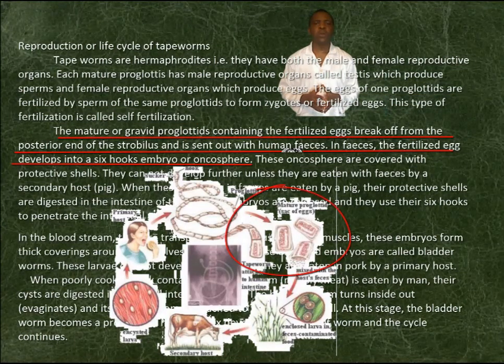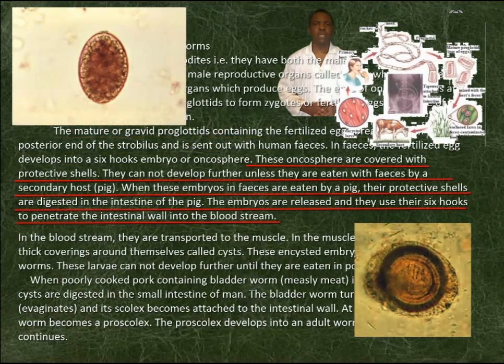The mature or gravid proglottid containing the fertilized eggs breaks off from the posterior end of the strobilus and is sent out with human feces. In feces, the fertilized eggs develop into a 6-hooked embryo, or oncosphere. These oncospheres are covered with protective shells. They cannot develop further unless they are eaten with feces by a secondary host.